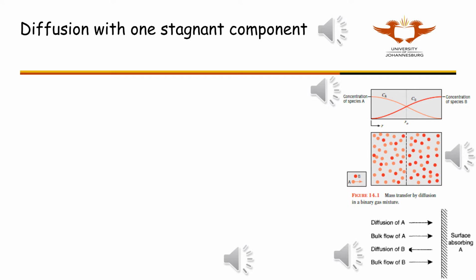As A molecules move to the right, and B molecules are stationary, there is a bulk movement of molecules towards the right. Due to the concentration gradient, B molecules will diffuse to the left. However, there is a bulk flow to the right, as A molecules are removed from the gas at the surface. As there is no net movement of B, the diffusion of B will be balanced by the bulk flow of B in the opposite direction.